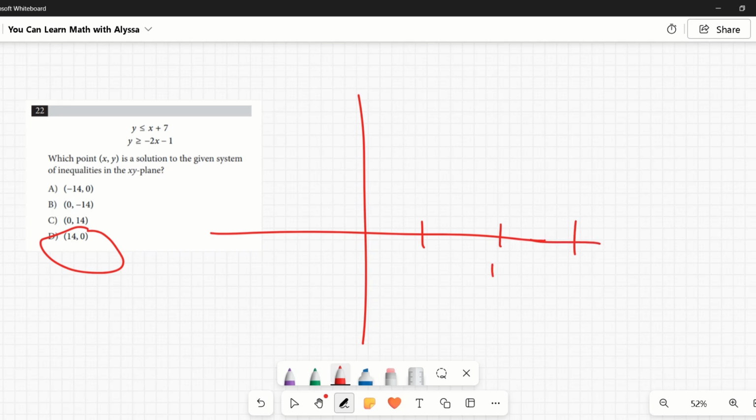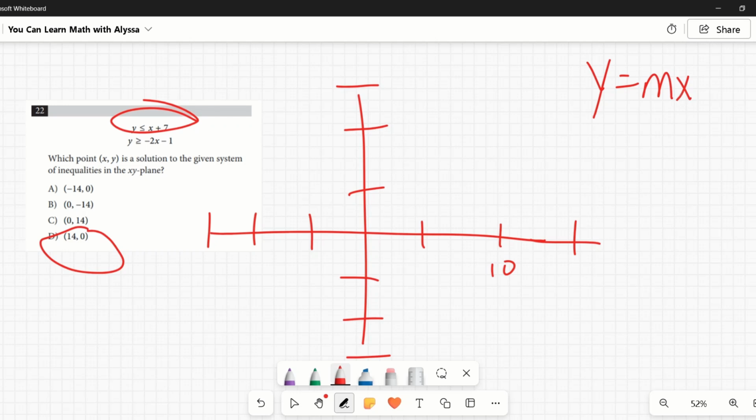So I'm doing this to represent 5, 10, 15, 5, 10, 15, negative 5, negative 10, negative 15, negative 5, negative 10, negative 15. And this is not to scale, but it's going to give me a quick idea. So if I'm sketching this out, y is less than or equal to x plus 7, I know my y equals mx plus b formula, which this is very close to. I know it's an inequality, but we start by graphing the line as if it was just a regular line. In this case, m is the slope, b is the y-intercept.